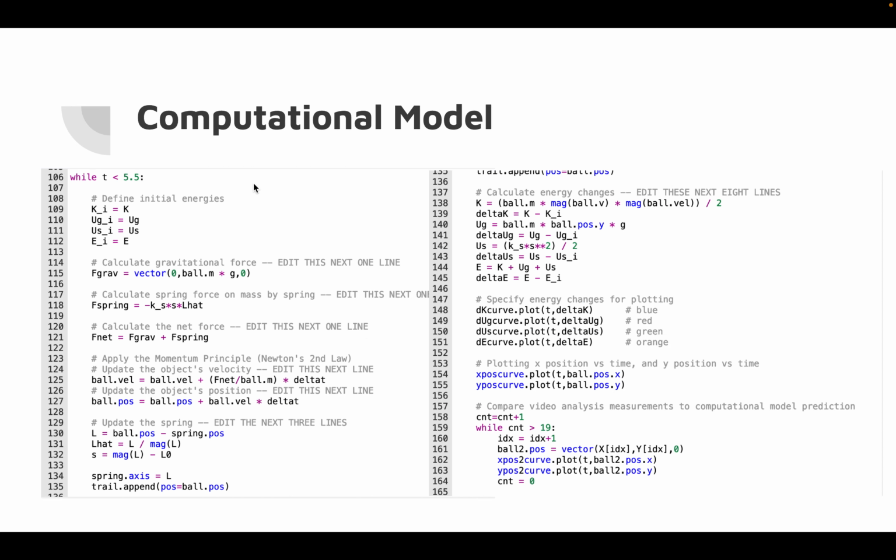And the computational model, as I said before, we use some of those fundamental principles to solve for, for example, F spring, F net, F grav, and we use these forces to update the velocity and position every frame to give us a good data set to compare to the tracker app results. And solving for K, delta UG, and delta E being the total energy change, these are all part of the fundamental principles I mentioned before.